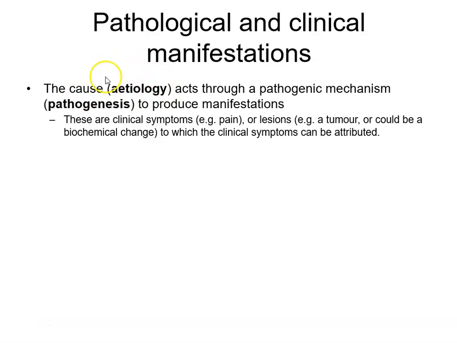So the cause, which we're now going to call etiology, acts through some sort of pathogenic mechanism, which we're now going to call pathogenesis, to produce some sorts of clinical manifestations. This could be pain, it could be a lesion such as a tumour, or it could be just a biochemical change. So in many diseases they're often picked up by just a biochemical change, and then that biochemical change can sometimes be linked to the symptoms that the patient might be experiencing.